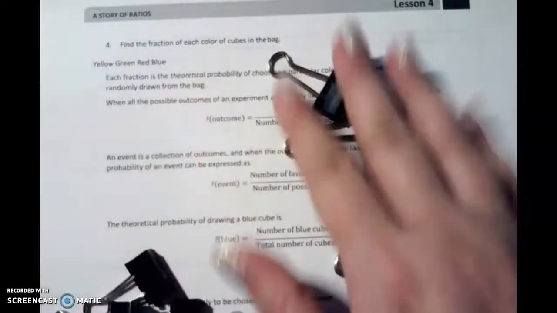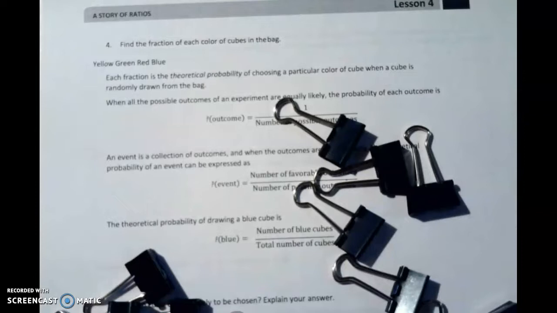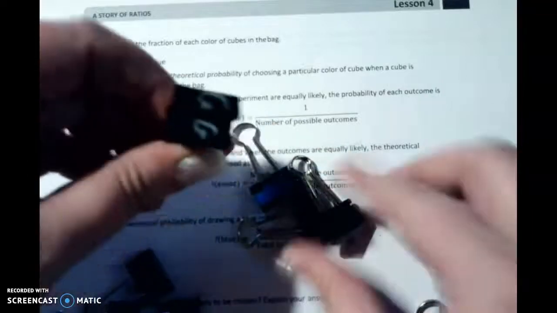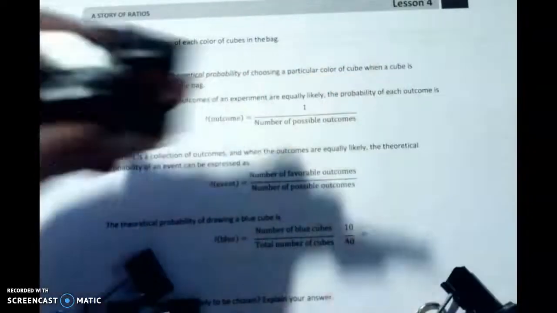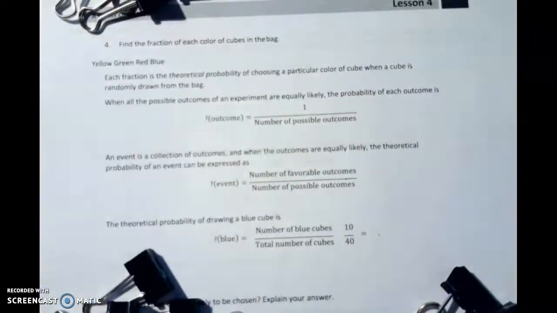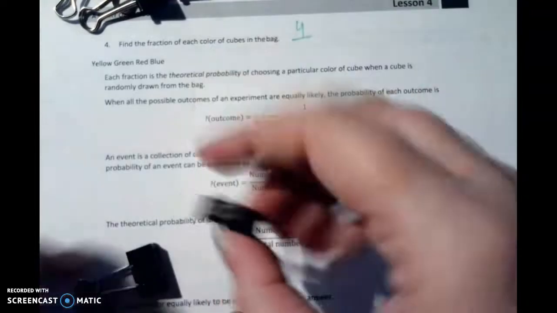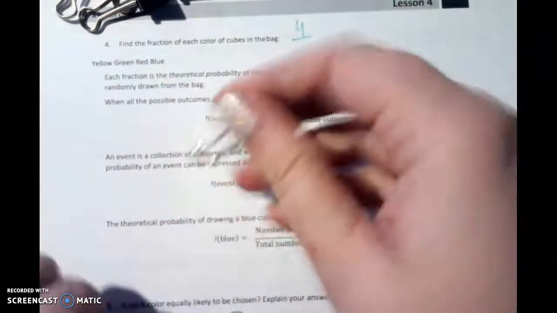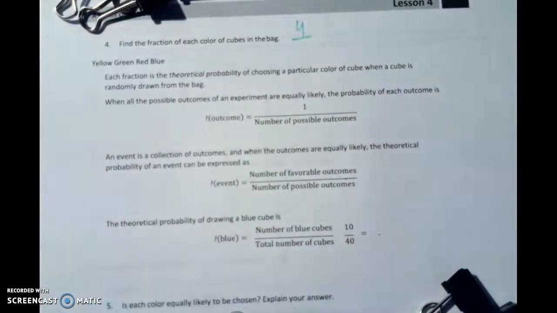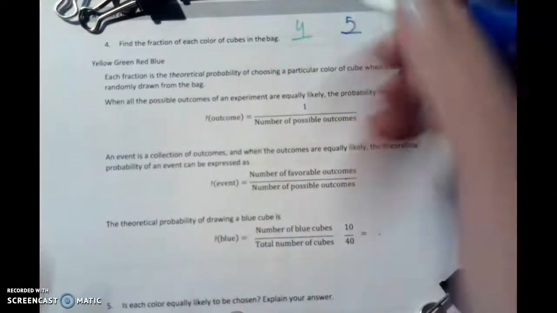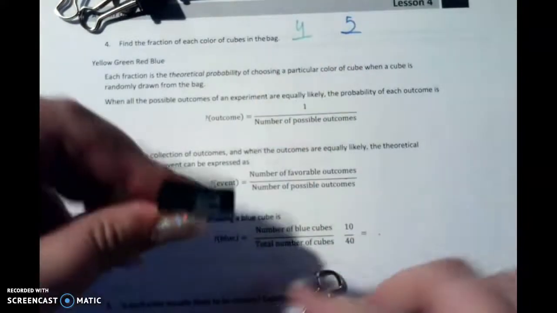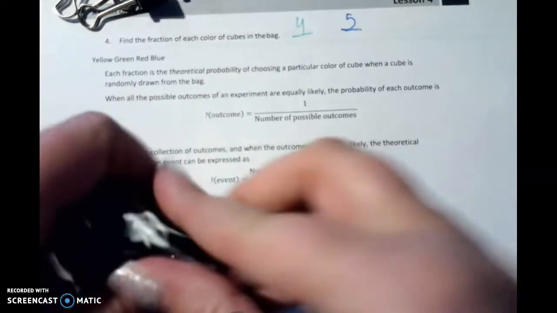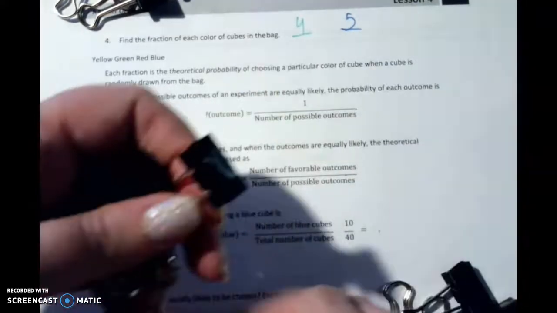Okay, so here it asks us to actually find the fraction of each color of cubes in the bag. So I went ahead and poured these out and sorted them. If you're doing this at school, you'll have real cubes, but using what I've got here at home. So I've got 4 green. Color code this 4 greens. For the blues, 1, 2, 3, 4, 5 blues. Okay. Then, what color is this? It does look like I have more reds. 1, 2, 3, 4, 5, 6 reds.